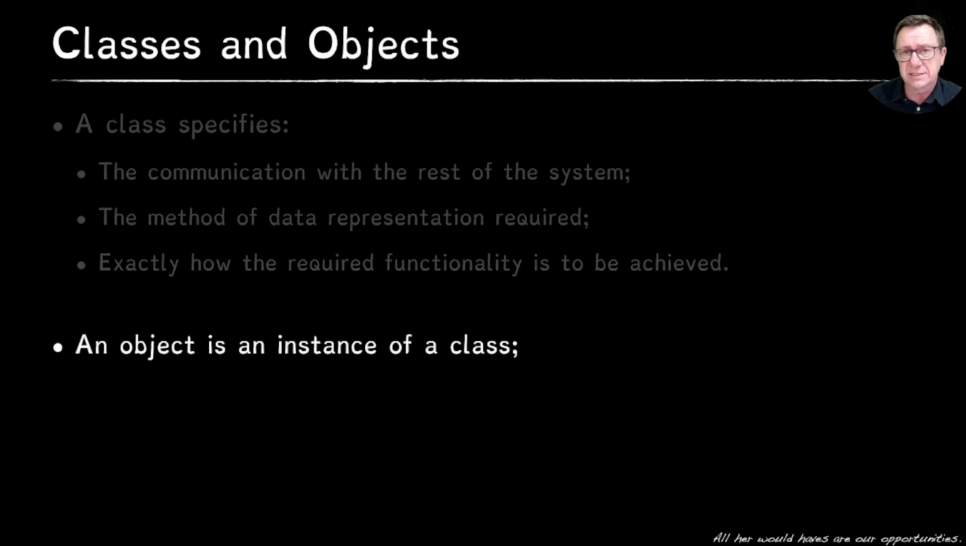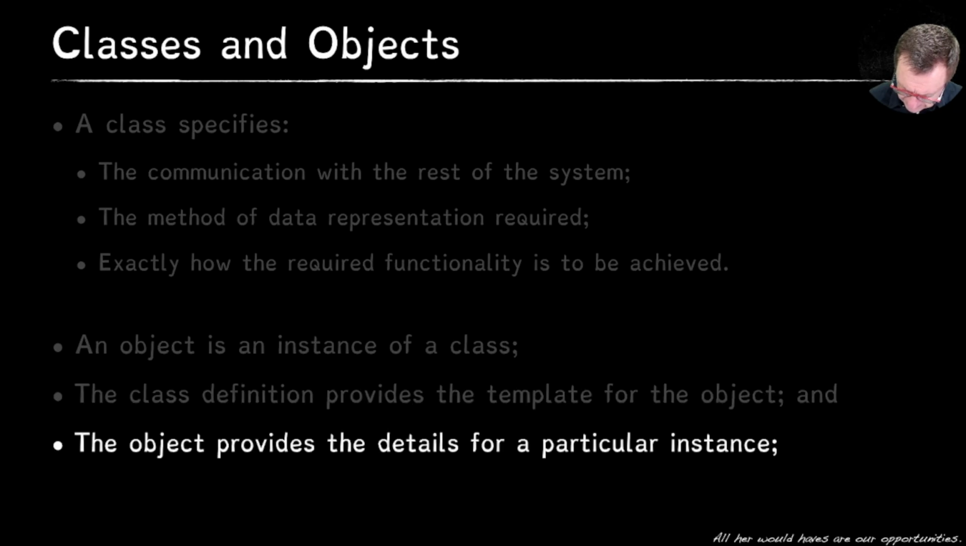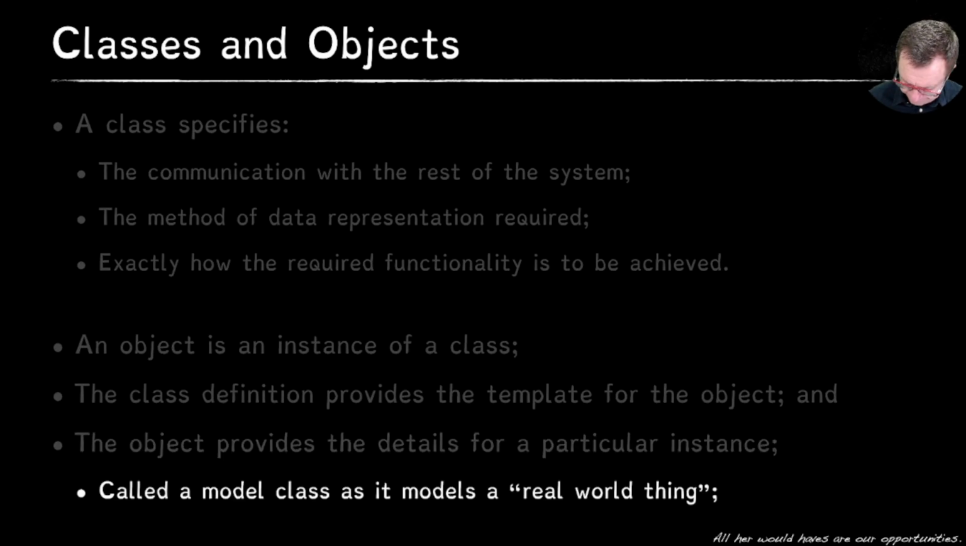Now, an object is the instance of the class. The class definition provides us a template for the object, and the object provides for us details for a particular instance. So we start with our class and we break it down. These are what are called model classes, and model classes model something from the real world.